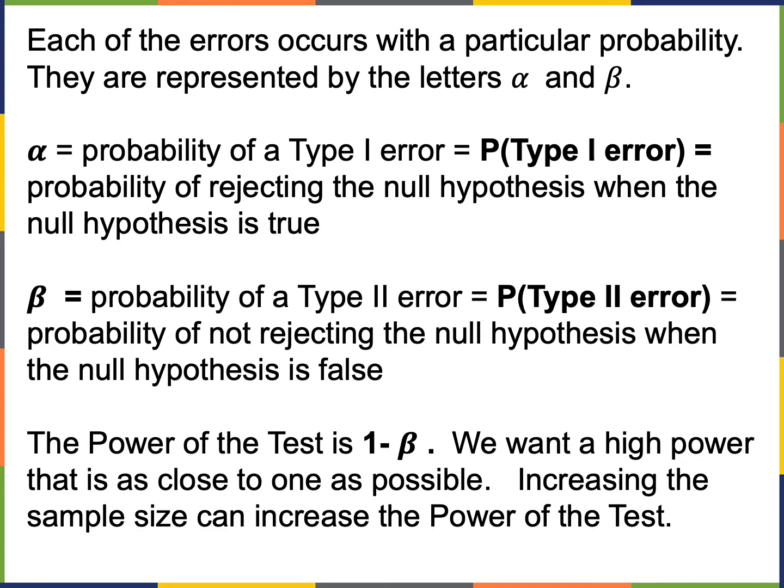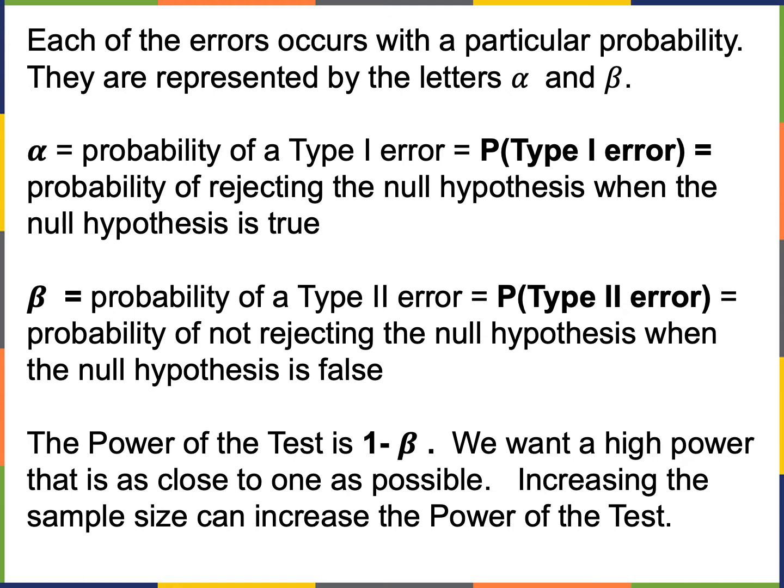Just like I was saying before, each of those errors occurs with a specific probability, and they have names. We've labeled them using the letters alpha and beta. The letter alpha represents the probability of a type 1 error. In other words, what's the probability of rejecting the null hypothesis when the null hypothesis is true? So rejecting the truth, or denying the truth. That's the type 1.